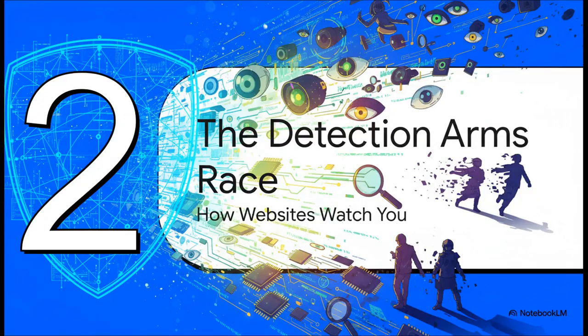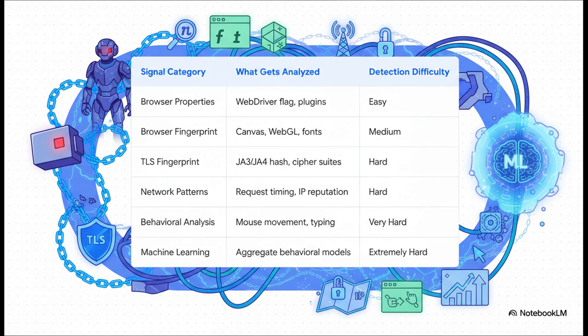Okay, so if we're going to learn how to hide, we first have to understand how we're being watched. So, welcome to the front lines of the detection arms race. What's fascinating here is just how much this has all evolved. A few years ago, anti-bot systems looked for really simple giveaways, like the WebDriver flag that basic automation tools just scream out. That stuff's easy to fake. But then, of course, they got smarter.